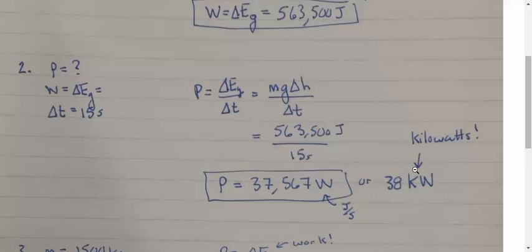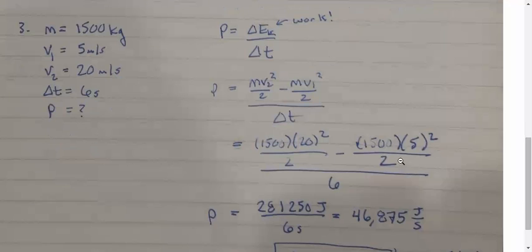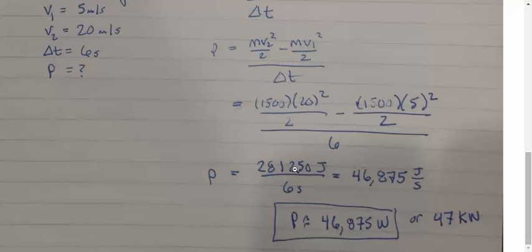All right, the second one: we're accelerating a 1,500 kilogram car from 5 meters per second to 20 meters per second. It takes 6 seconds. So power is the change in energy or the work done, and in this case is delta EK per unit time. So what is delta EK? Well, it's the final kinetic energy minus the initial kinetic energy. Since it wasn't starting at rest, V1 is not 0, so we can't just ignore this term. So I plug in my values, and we get the amount of work done was 281,250 joules, and that's done in 6 seconds. So that gives us about 46,875 joules per second.